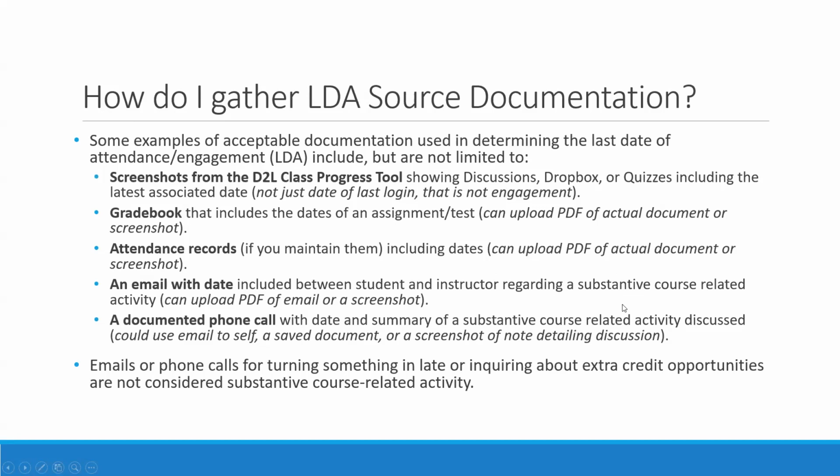So how do you go about gathering that LDA source documentation? Again, it depends on how you're making that determination of when a student stopped attending. If you're using D2L, you can use the class progress tool to show when they last had a discussion post or a Dropbox submission or a quiz. One of those things, you can take a screenshot of that. It's important to note you're not just taking a screenshot of the last time the student logged into D2L, because that doesn't determine engagement. That just means they logged in. So you take a screenshot of the last thing they submitted or did in order to be considered engaged in the course.